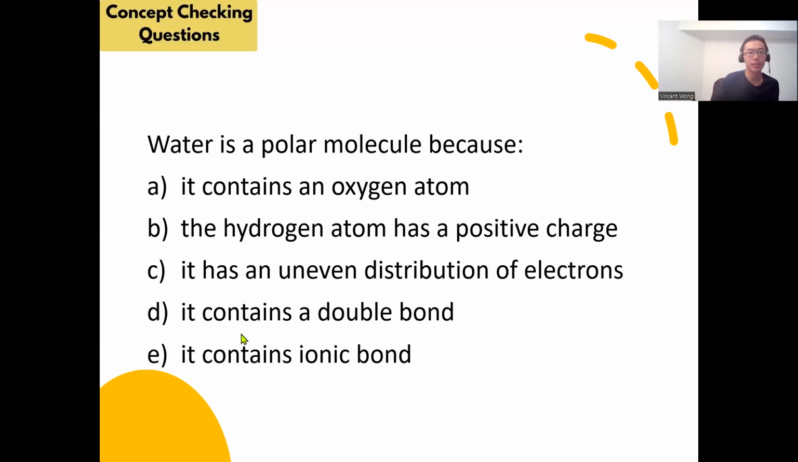Okay, so the correct answer is uneven distribution of electrons. A lot of you also chose that the hydrogen atom has a positive charge. Sorry, the hydrogen atom has a slightly positive charge, but that's not the reason why it is polar. Ultimately, what results in the slightly positive charge and the slightly negative charge is because the electron is unevenly distributed. And everything else is incorrect.